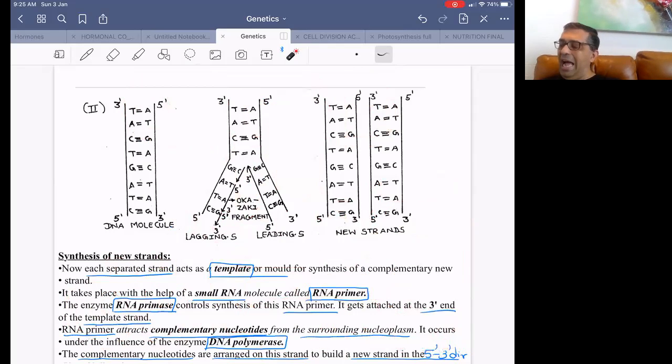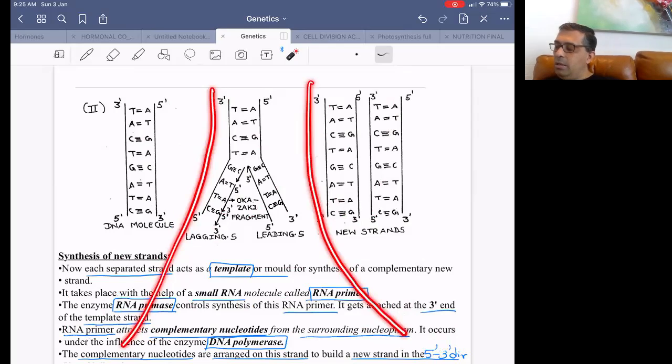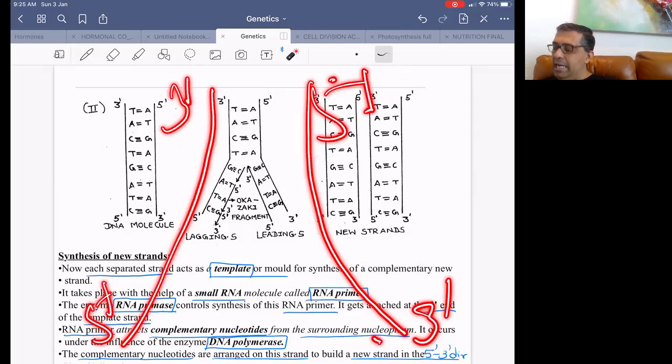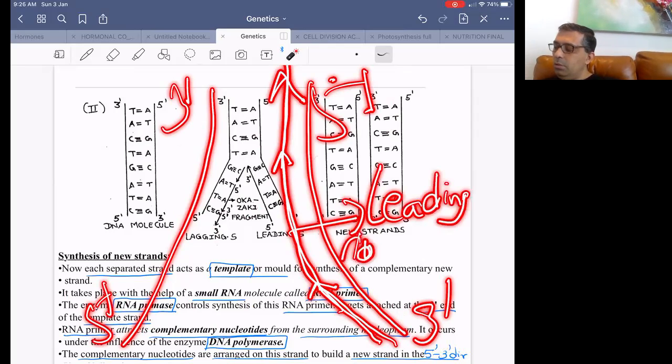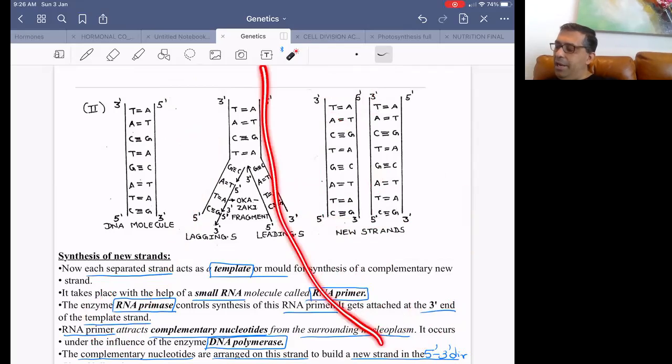And you have the leading strand. This is the leading strand. Pay attention: leading strand is formed upwards and it is formed continuously. 1 gene, 2 gene, 3 gene. So leading strand is continuous.